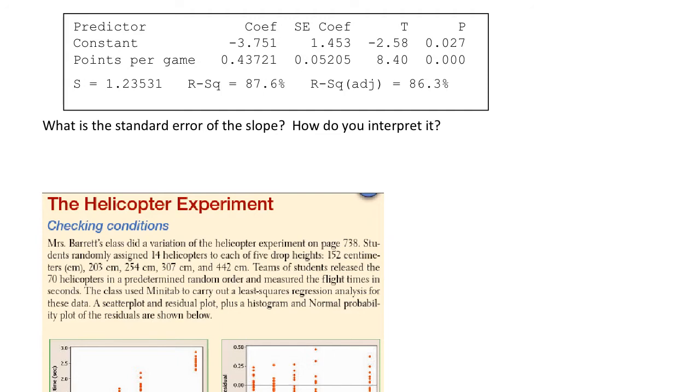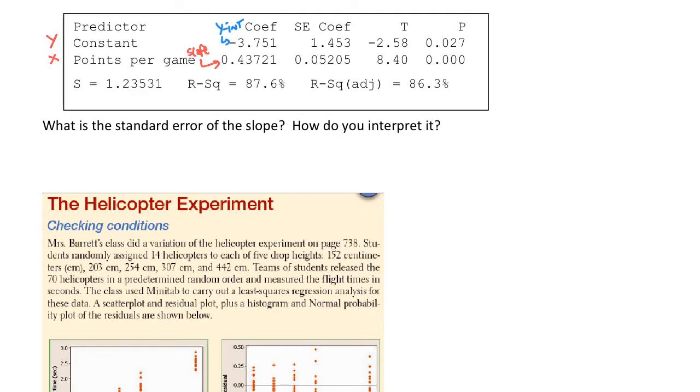So the constant is anything to do with y. The points per game would be something to do with x, or the slope. If I do a plus bx, then a is, there's nothing there. But x, that would be like bx, that'd be my slope. And so the coefficient of points per game, that's the slope. The coefficient of the constant, that would be my y-intercept. I'm guessing this is like the number of wins or something like that.